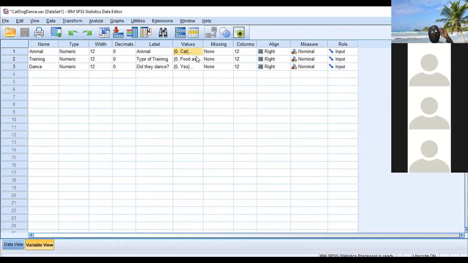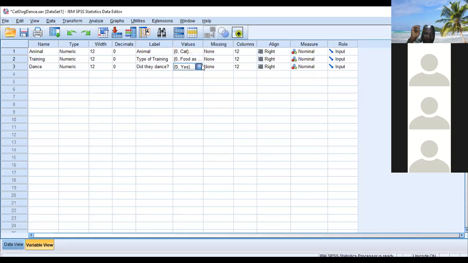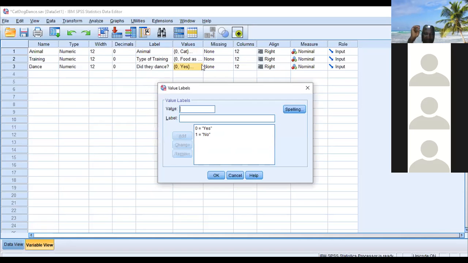Training: food is 0, affection 1. Dance: yes is 0, no dance is 1. That's for dance. Yes, that's where we created it. So you can go back to the data view.